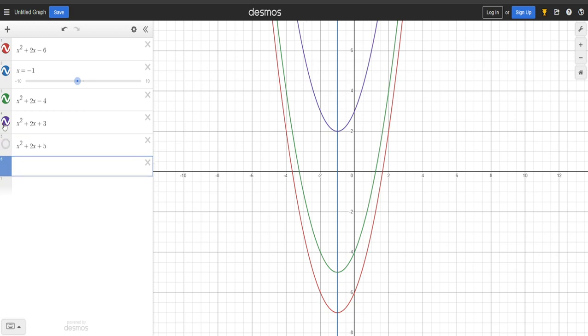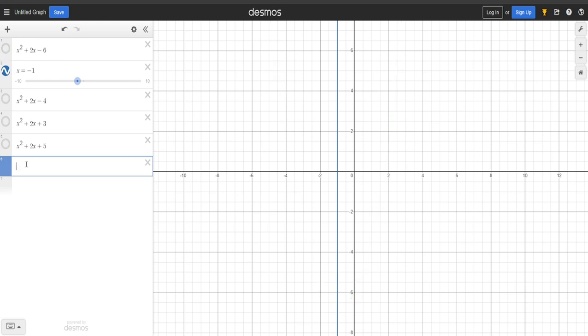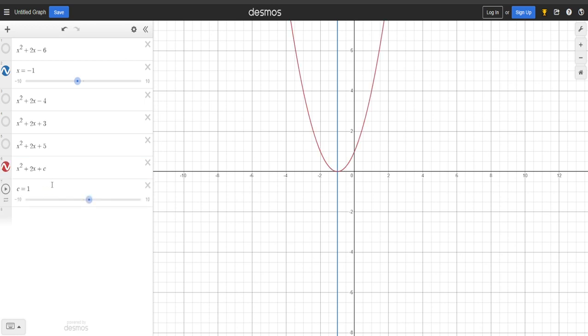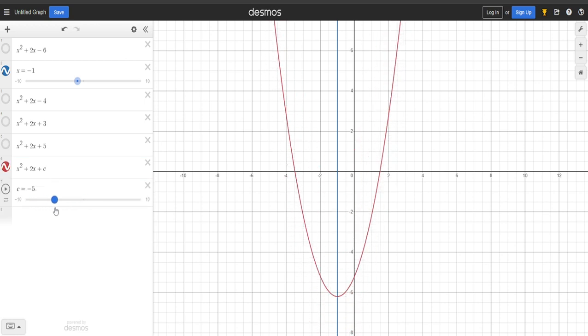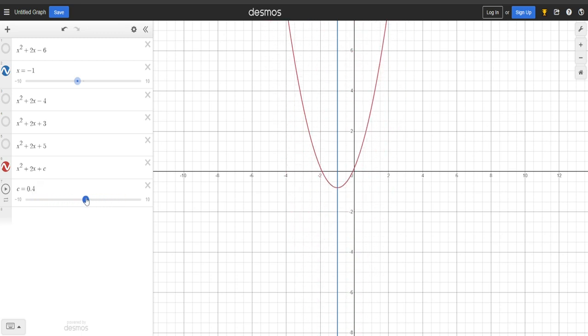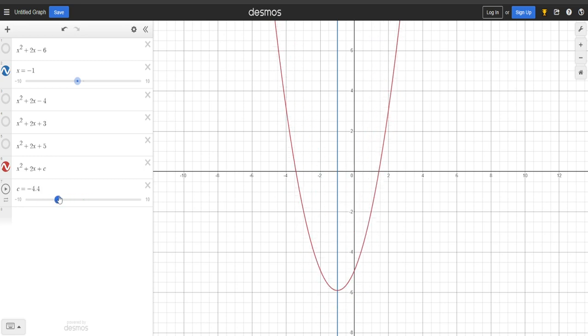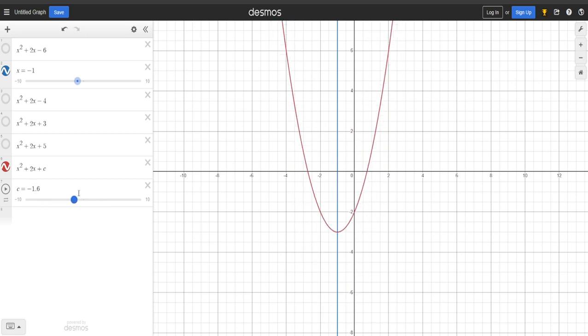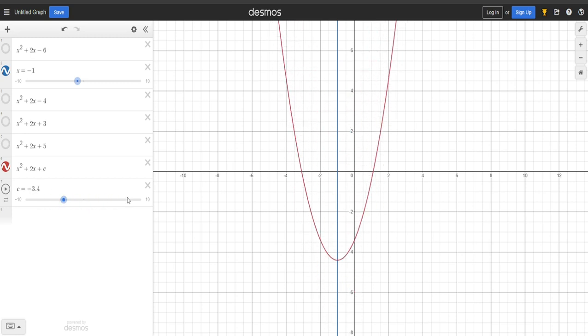So let's get rid of all of these. I'm just going to type x squared plus 2x plus c, and we're going to add a slider for c. So I'm going to change my c value. By changing the c value, all it's doing is changing the y-intercept, and it's moving my parabola up or down along the same axis. So just showing you again, the axis of symmetry stays the same regardless of what the c value is.